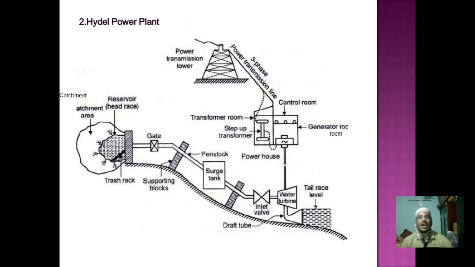Next one is the hydel power plant. The hydel power plant has no proper direction like horizontal or vertical; it is in an inclined direction. In that inclined direction we generate the power. In the hydel power plant there is a transformer room, in which we control the fluctuation of the level of the water.